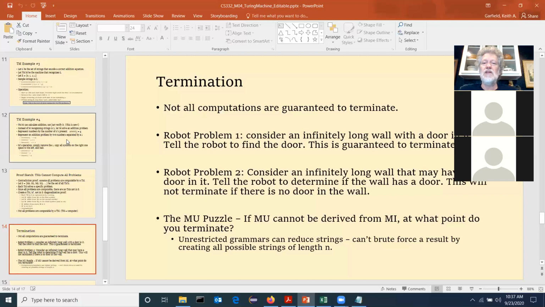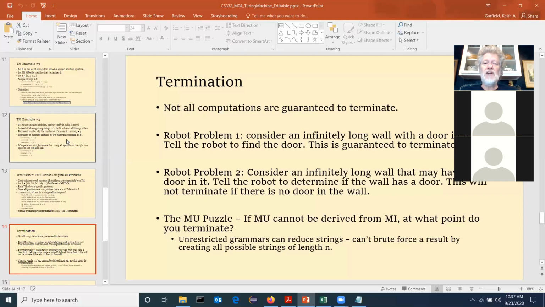But since the unrestricted languages allow you to demolish the terminals, you can't say I'm going to brute force my way through all the strings of length, in this case, strings of length 2. I can't brute force my way to create all strings of length 2 because I have to first make the string larger and then smaller and larger and smaller, and there's no upper bound on what larger means.